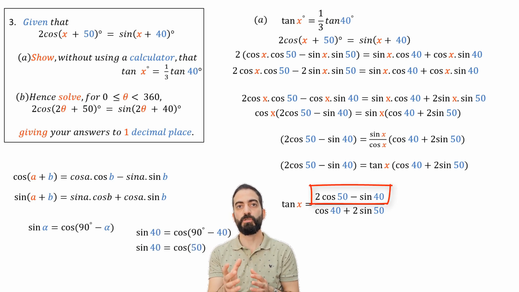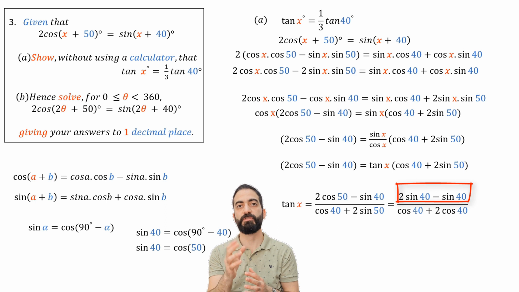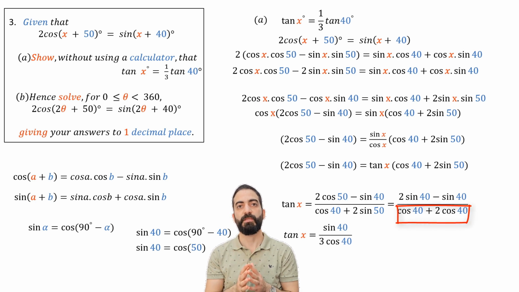So here in the numerator we replace cos 50 and put sin 40. And in the denominator, in place of sin 50, we put cos 40. Now we have here 2 sin 40 minus sin 40, so equal 1 sin 40. In the denominator we have cos 40 plus 2 cos 40, so equal 3 cos 40. And we get the answer like this.